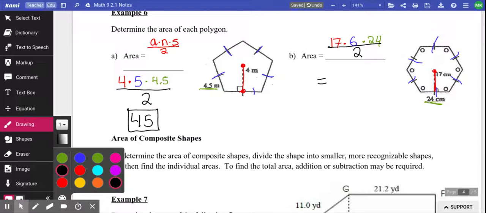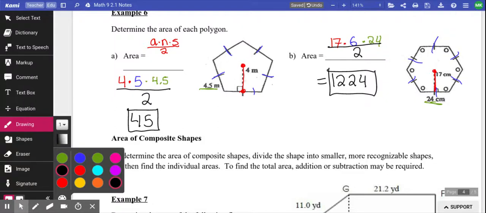Mackenzie, what'd you get? 1,224. Yep. Yeah, you get 1,224 as your area of that regular polygon.